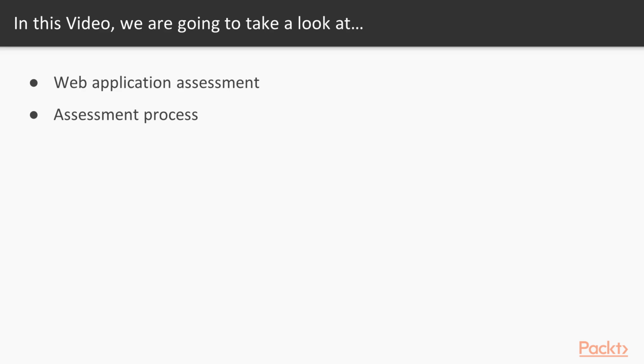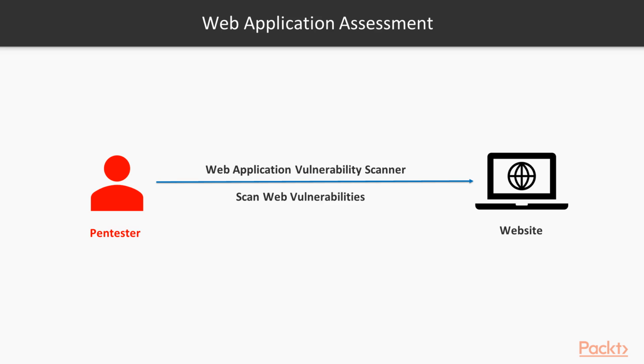Now in this video we are going to take a look at a couple of points. We are going to learn about what Web Application Assessment is and what the process is. So if we talk about Web Application Assessment, it means there is a website and there is a pen tester. The pen tester wants to find out the vulnerabilities inside a website. This is the complete process of web application assessment.